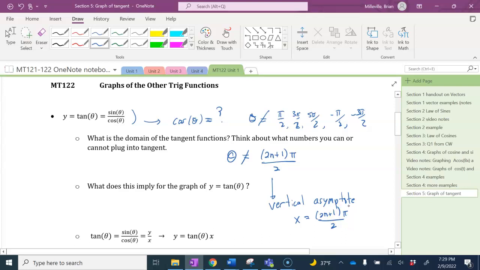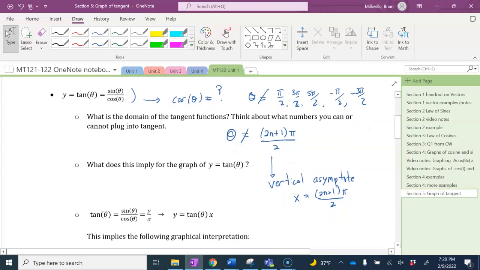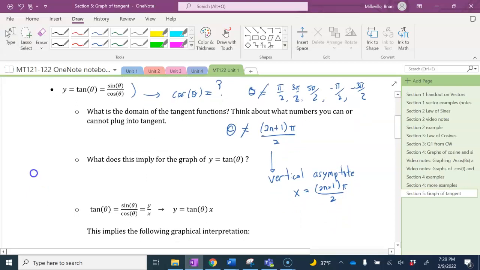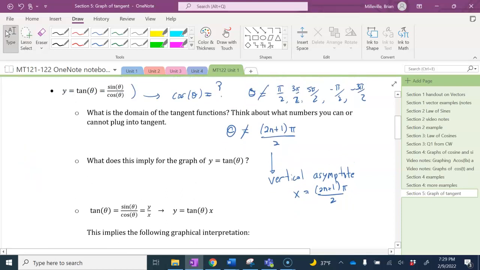Another way for us to visualize and think about the graph, and kind of understand why the graph looks the way it does, is to remember that tangent is equal to sine over cosine, which in terms of the unit circle is y over x. Now, if we take the equation y over x equals tangent of theta, and multiply both sides by x to clear the fractions out, then we get this statement here that y is equal to tangent of theta times x.